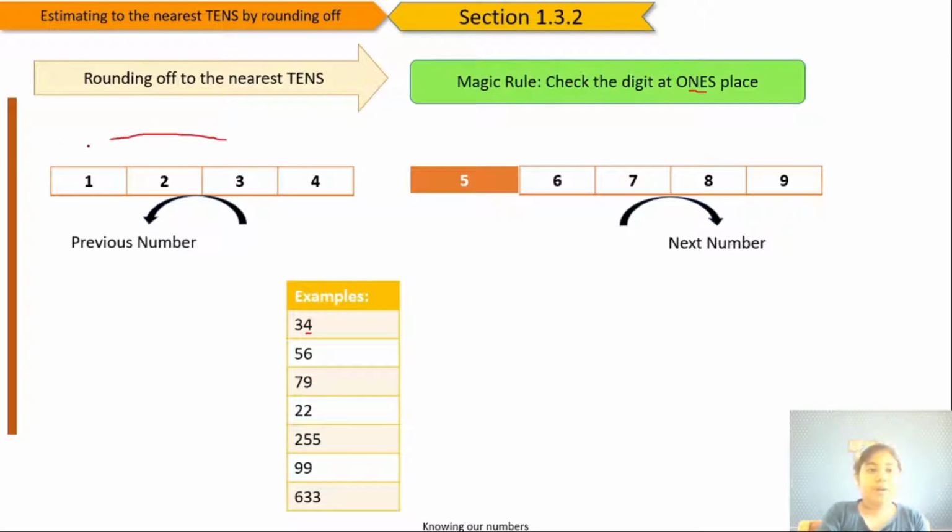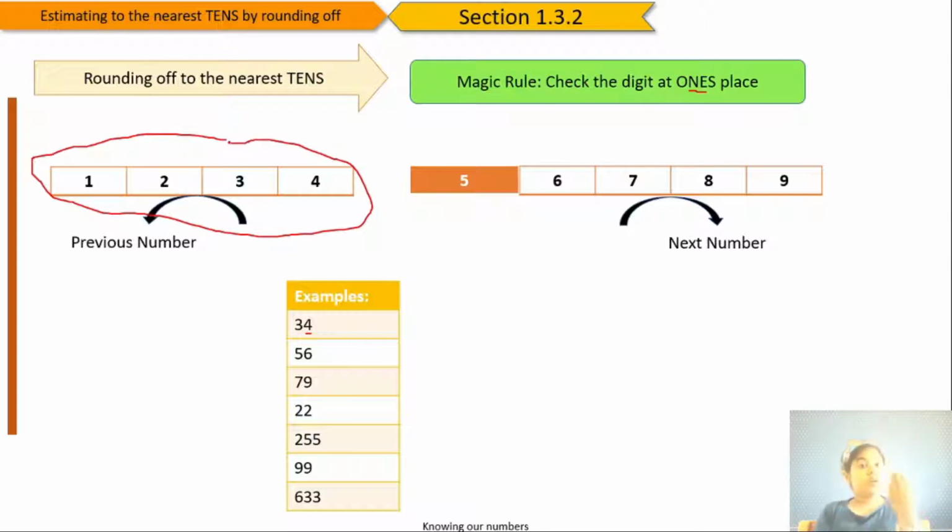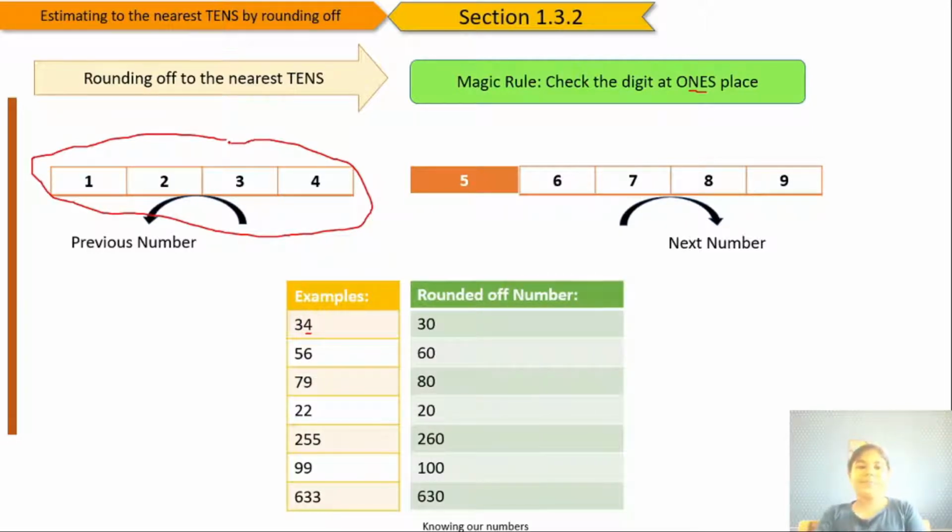And here in these boxes, we see that if it is 1, 2, 3, or 4, it will go to the previous number. In this case, the previous number won't be 3, it will be 0. So our outcome will come as 30. And our next number is 56. What will this be rounded off to? 60 or 50? As we see in these boxes, if you have 5, 6, 7, 8, or 9, they will be rounded off to the next number. In this case, it will be 60, not 50.